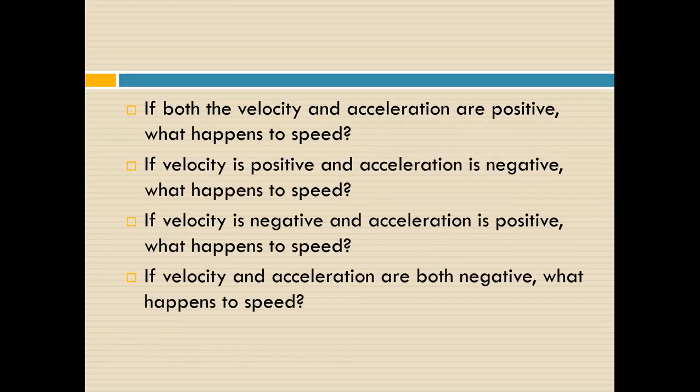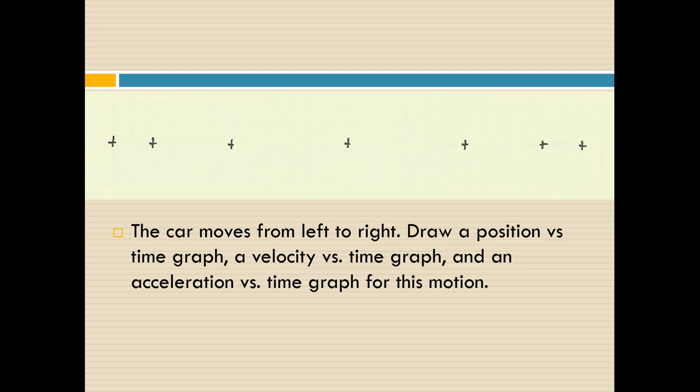All right, I got one last exercise for you. Cars moving from left to right. Again, let's let positive be to the right. This time I want you to draw a position versus time graph, a velocity versus time graph, and an acceleration versus time graph for the motion.